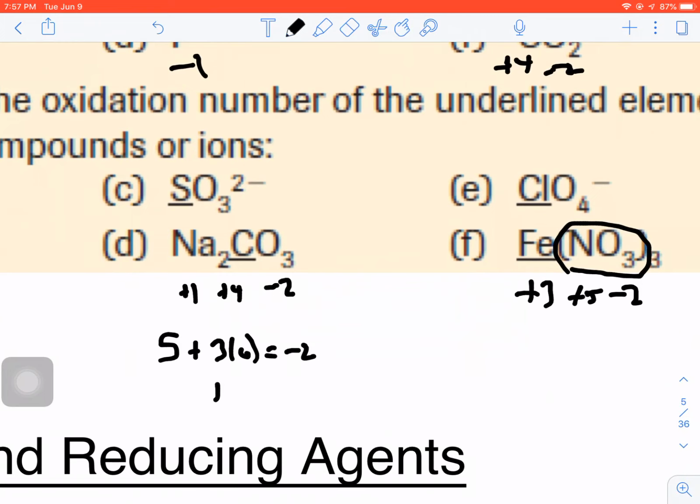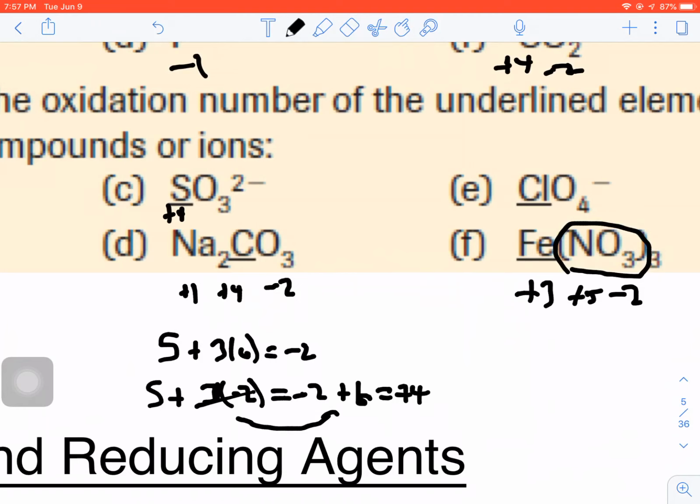Oxygens are always minus 2. Sulfur is unknown at this point, and it has to equal negative 2. So 3 negative 2's on the left makes negative 6. I'm going to bring them across to this side as plus 6. Okay, get rid of them on this side. So sulfur equals 6 minus 2, which is plus 4. So the sulfur becomes plus 4, and the oxygen is always minus 2.